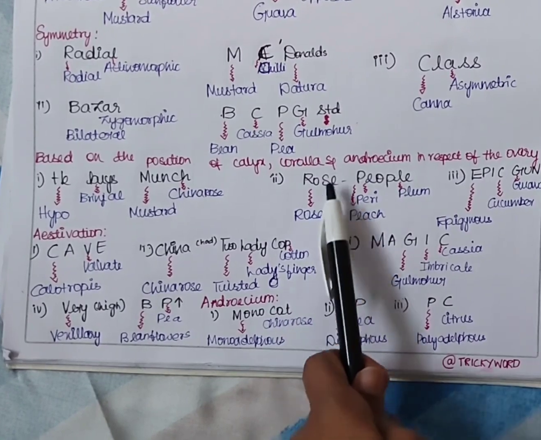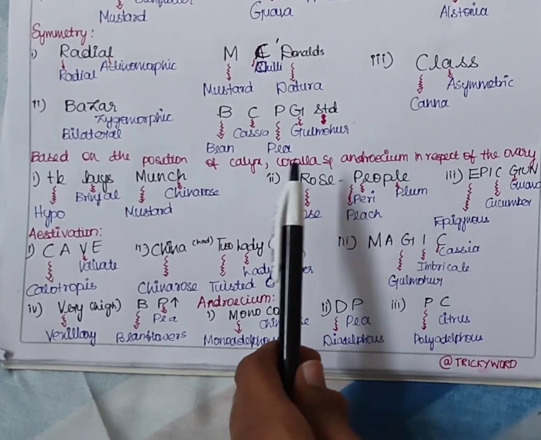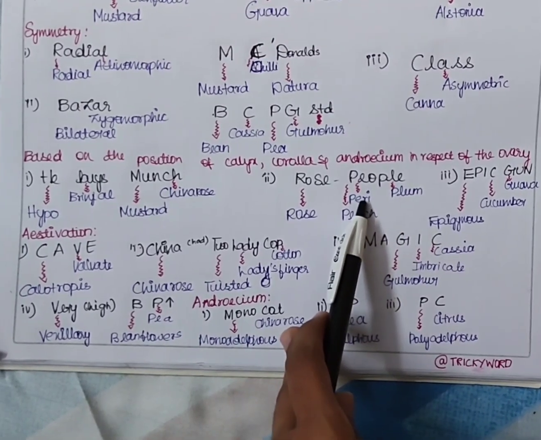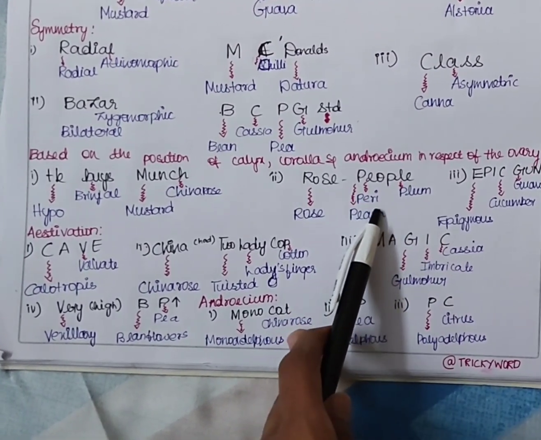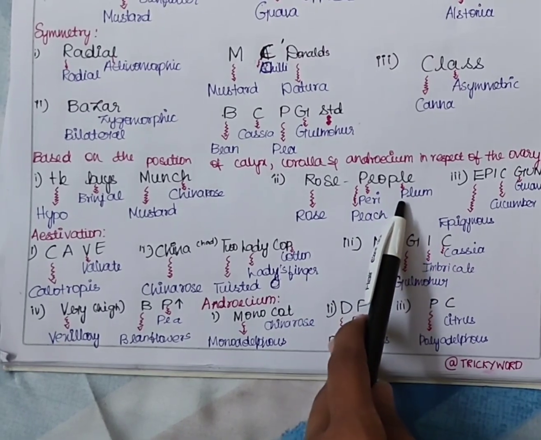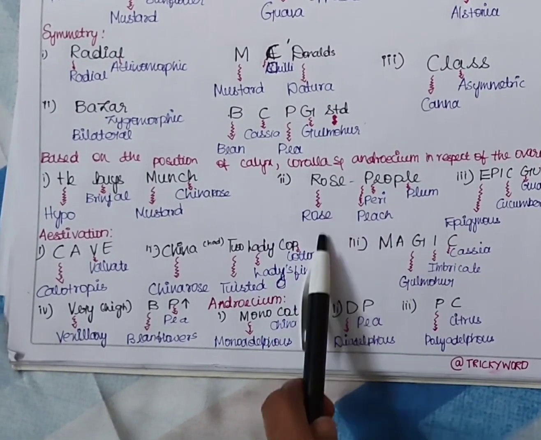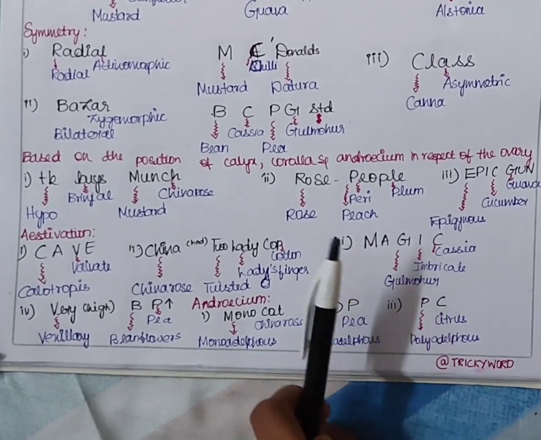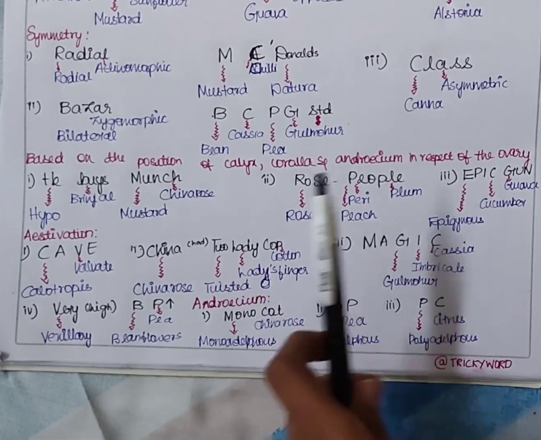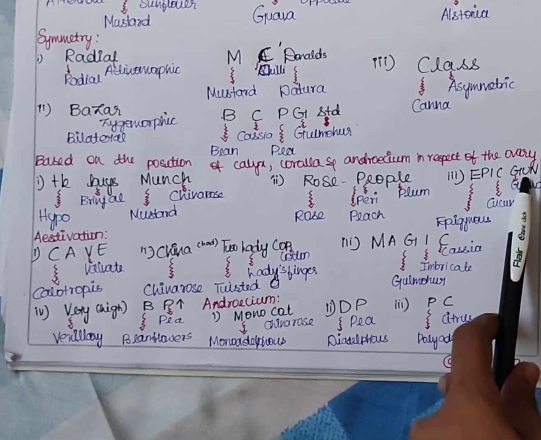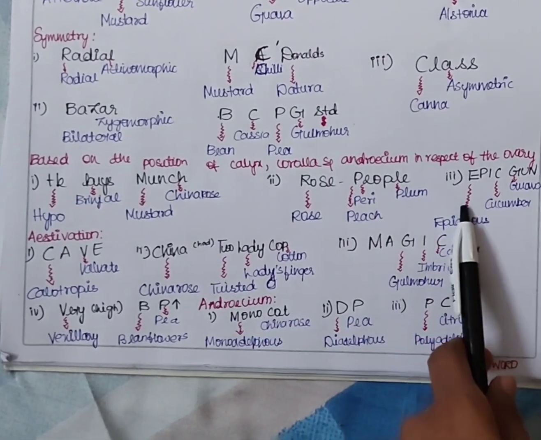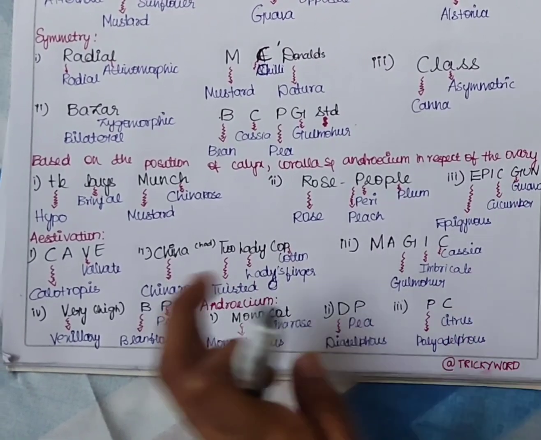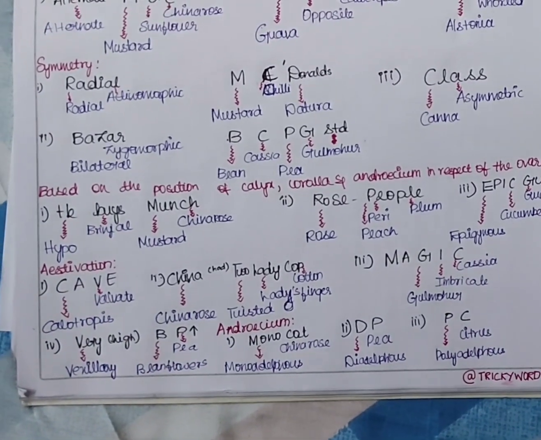Now, the next one will be rose people. Rose is for rose. Here P is for peach, E is for pear, and another P is for plum. Rose: one P is for peach, PE is for pear and another P is for plum. Here for perigynous, these are the examples. The next one will be epigynous. For that the example will be epic gun. Epic is for epigynous, C is for cucumber, G is for guava. These are the examples for these three types.